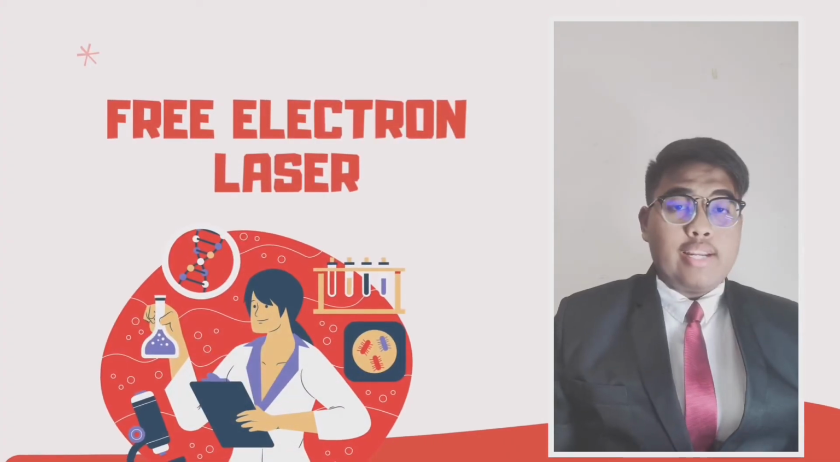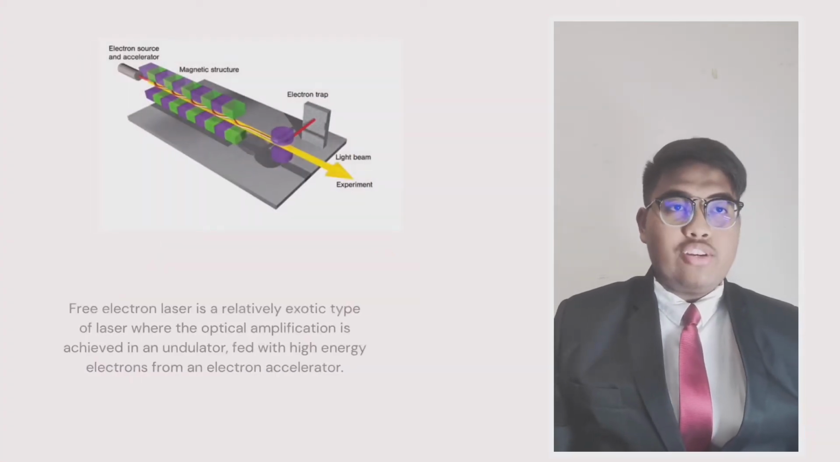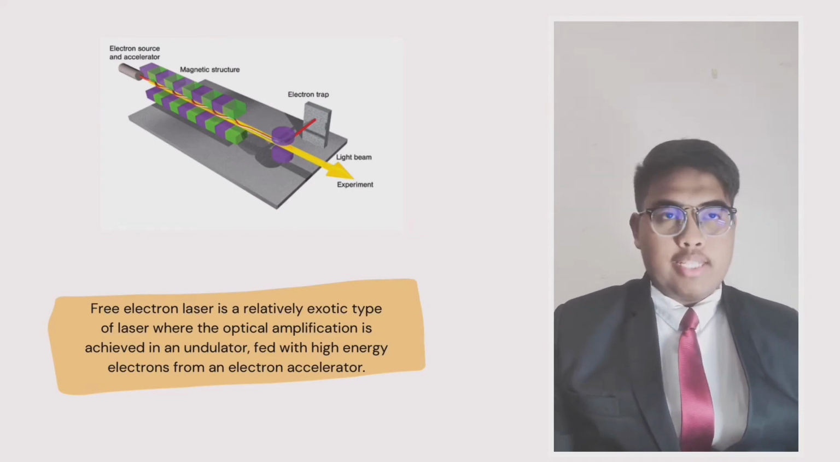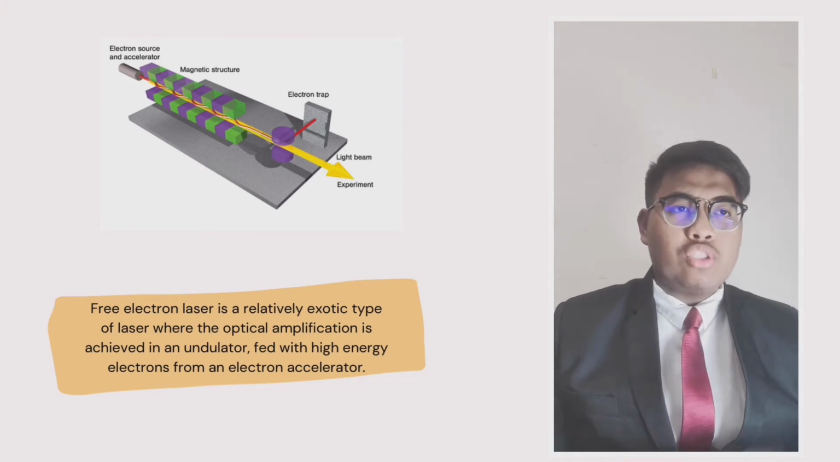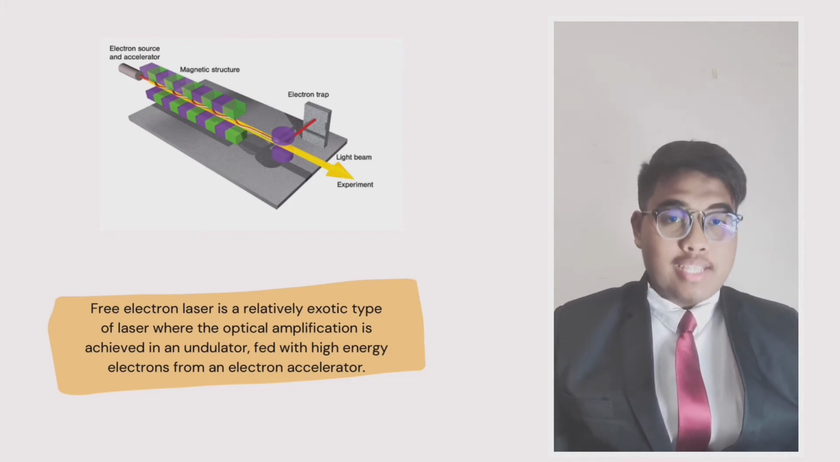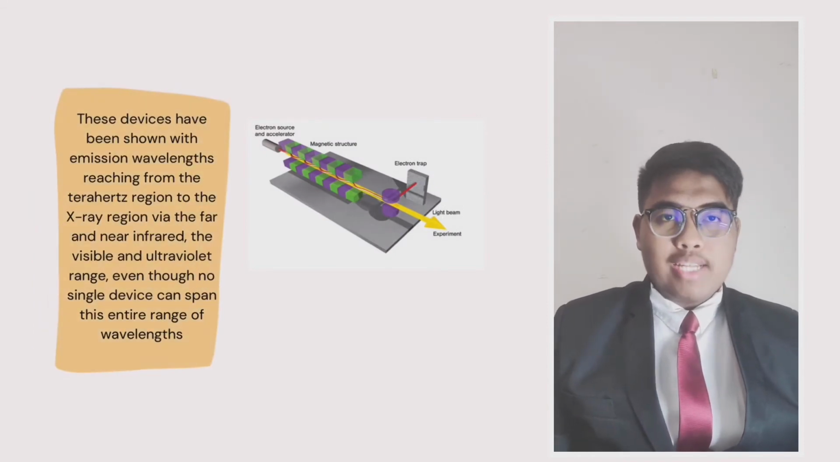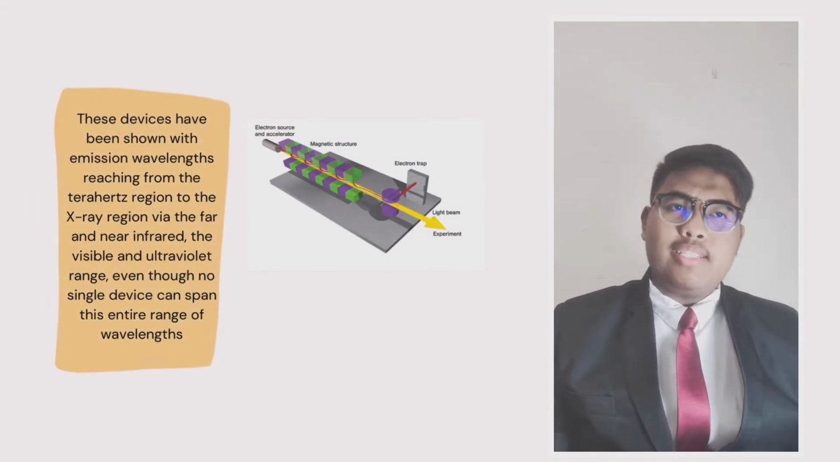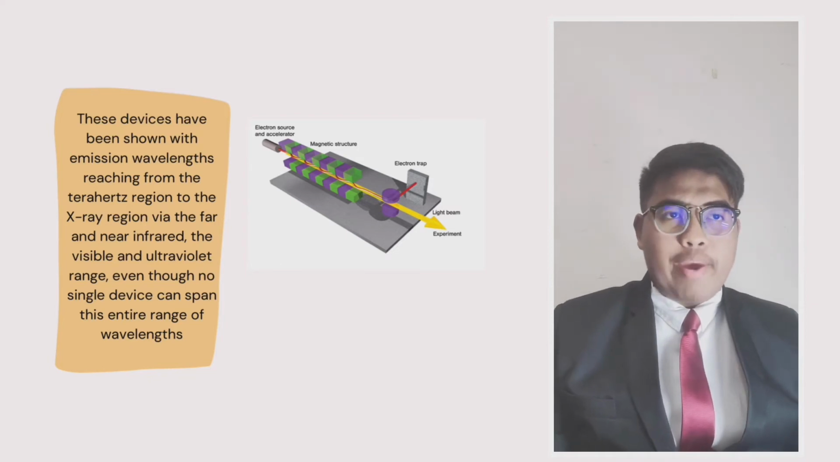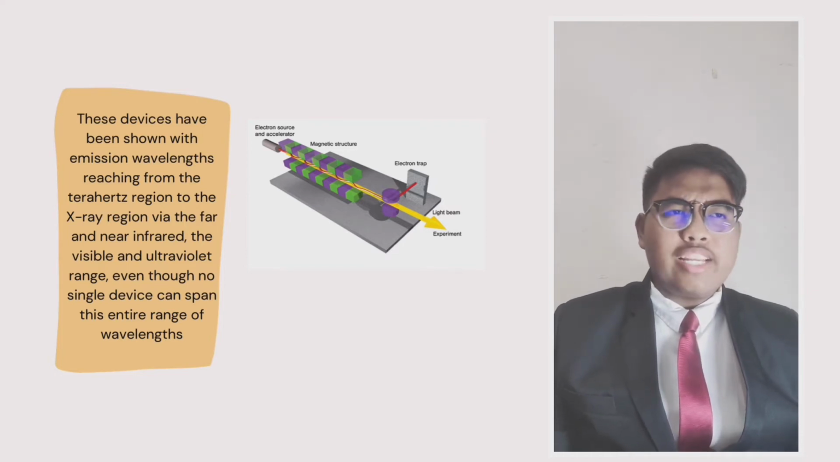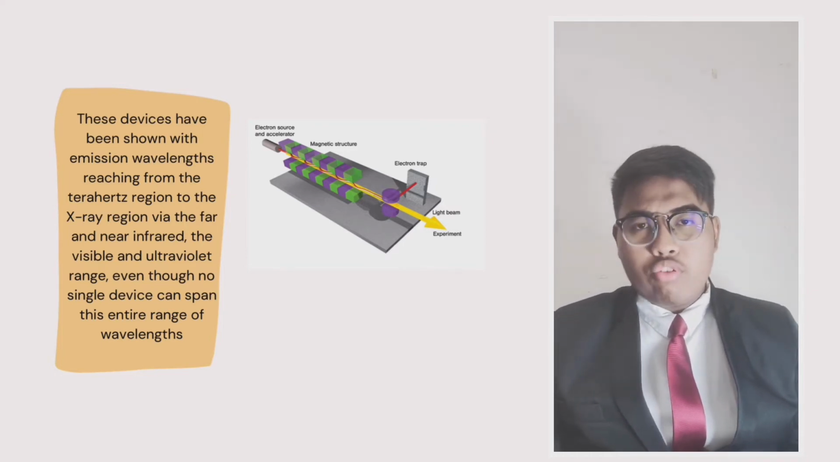A free electron laser is a relatively exotic type of laser where the optical amplification is achieved in an undulator fed with high energy electrons from an electron accelerator. These devices have been shown with emission wavelengths reaching from the terahertz region to the X-ray region, through the far and near infrared, the visible and ultraviolet range, even though no single device can span this entire range of wavelengths.